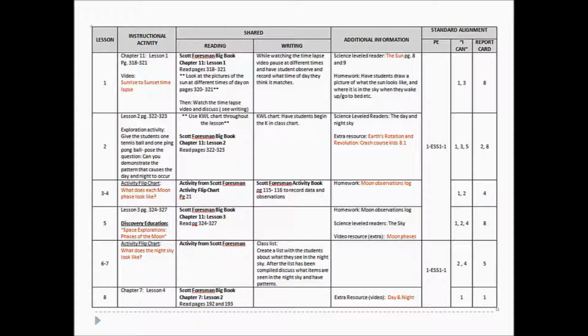To help students use their data from their observational moon log, it might be beneficial to have students complete the activity after the log is complete. Students can then use the data to sequence the various phases of the moon based on their observations.